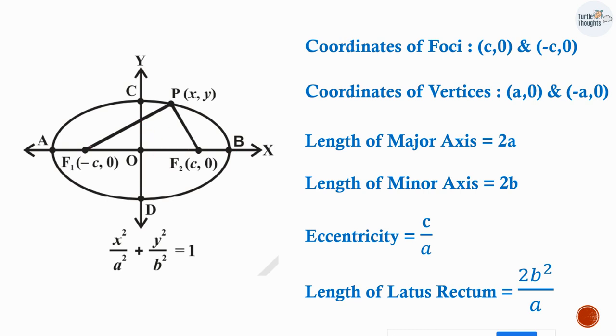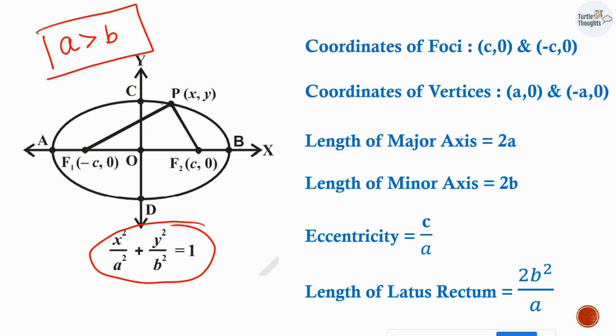For the two orientations, the first one is an ellipse which is elongated along the x-axis. The equation is x square divided by a square plus y square divided by b square is equal to 1. In this case, a is going to be larger than b. For this type of ellipse, the coordinates of the foci are c comma 0 and minus c comma 0.